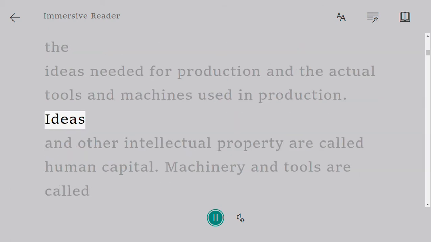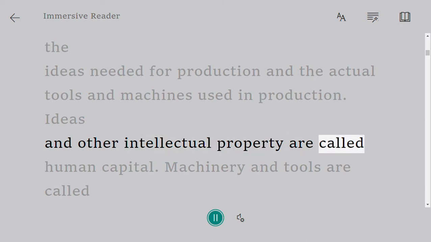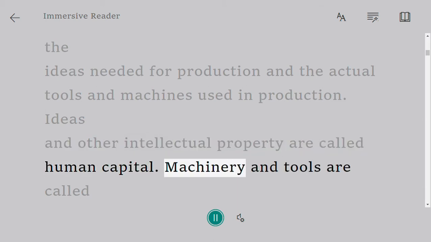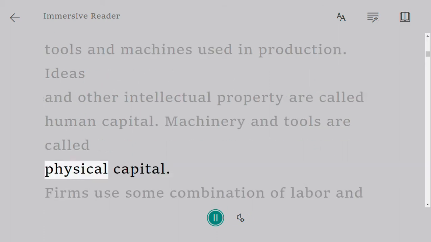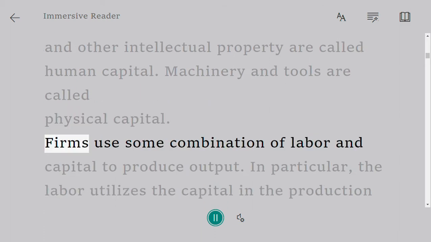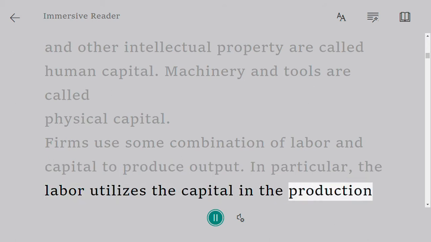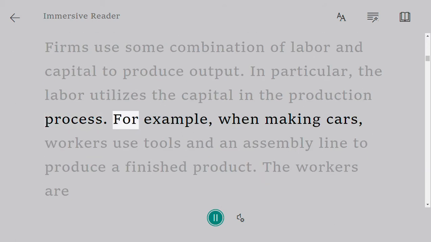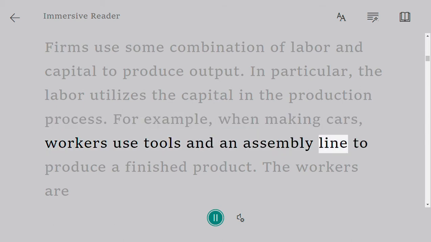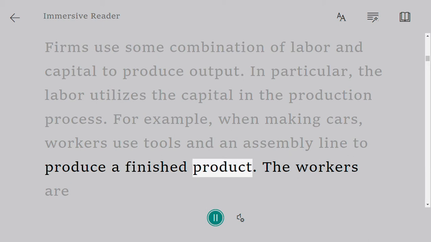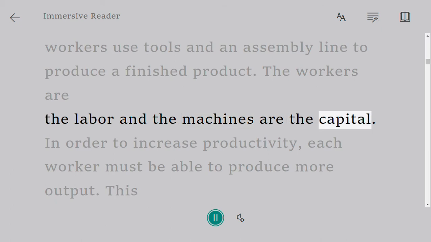Ideas and other intellectual property are called human capital. Machinery and tools are called physical capital. Firms use some combination of labor and capital to produce output. In particular, the labor utilizes the capital in the production process. For example, when making cars, workers use tools and an assembly line to produce a finished product. The workers are the labor and the machines are the capital.